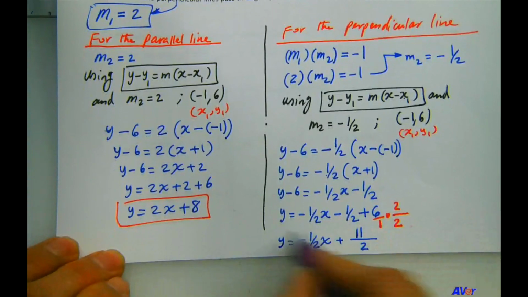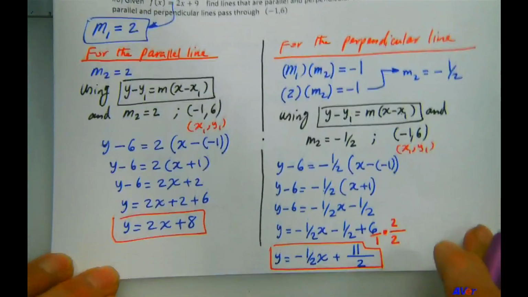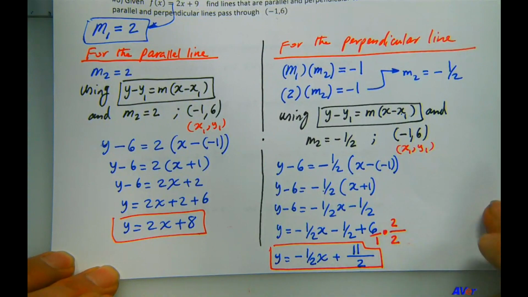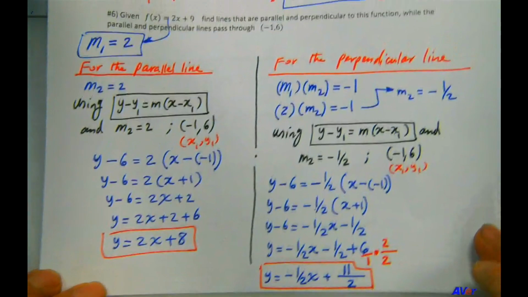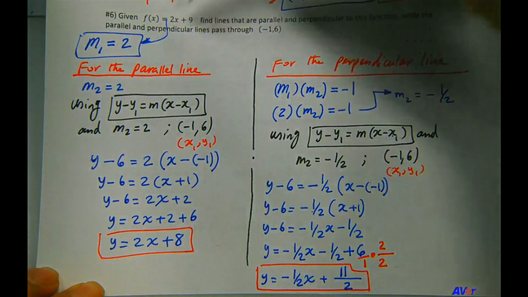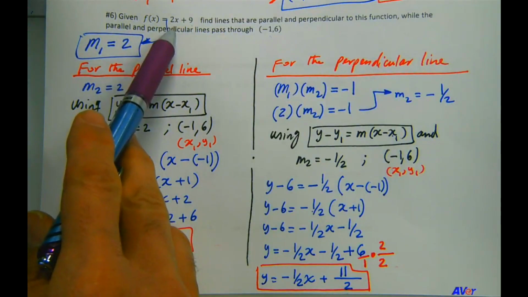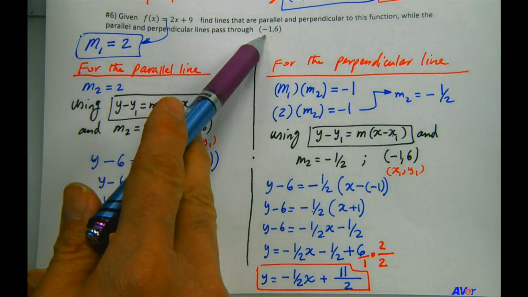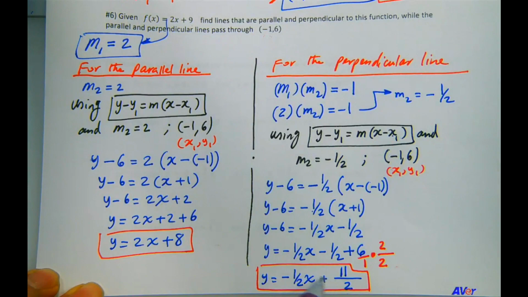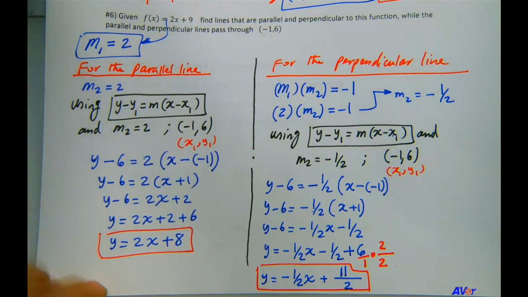Okay? And that is our equation of the perpendicular line. So this line, let me see if I can put everything on the screen. Yes, barely. So this line is perpendicular to this line up here, and it goes through this point. This line here at the bottom of the screen is perpendicular to this line, and it passes through this point. Okay? I hope it's making sense.